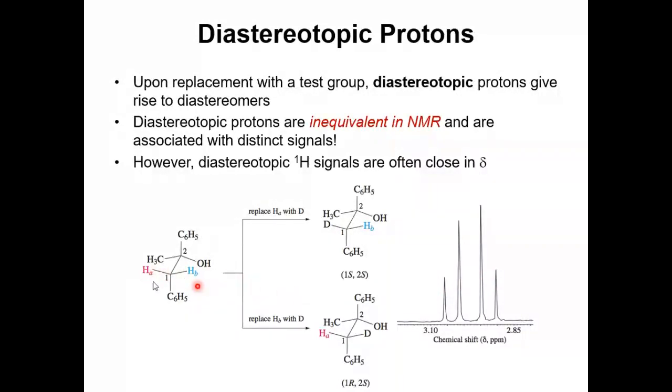So these two guys, they are split. HA splits the signal of HB into a doublet. HB is splitting HA into a doublet because HA only has a single vicinal proton. This is HB. Same thing for HB, it only has a single vicinal proton, HA. So if we assume this is HA, this is the signal of HB, both are doublets.